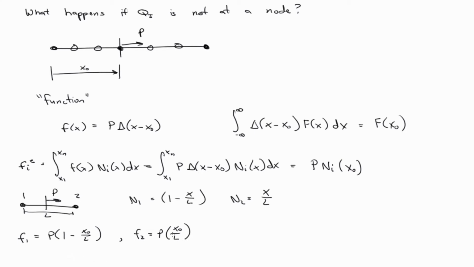And so if x0 were at L over 2, so I wrote this generically such that this is x0. But if now I say x0 is equal to L over 2, directly halfway, then F1 would equal P over 2, and F2 would equal P over 2. So it makes sense: if I have a source P directly in the middle of an element, and all I have is linear interpolation, half of it is going to go there, and half of it is going to go there.